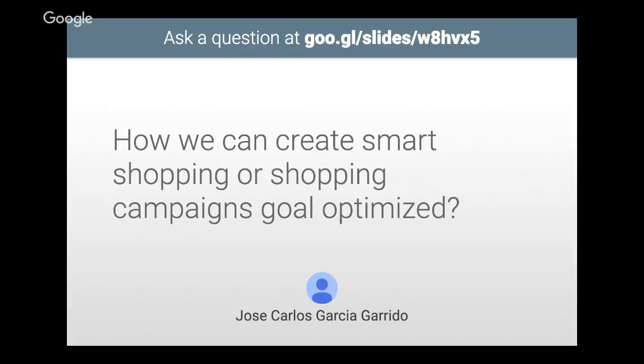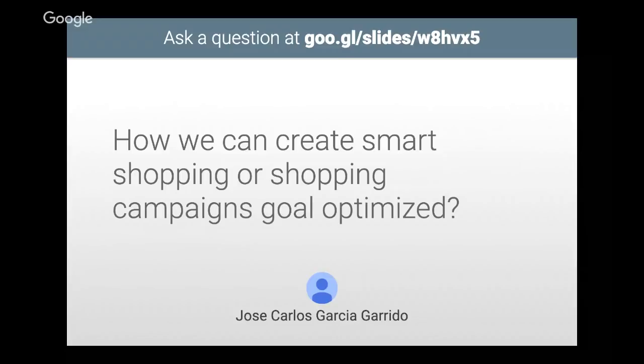So how can we create a smart shopping or shopping campaign goal optimized? We do have support in the Google Ads API for both shopping campaigns and the new smart shopping campaigns, or what were called shopping campaigns goal optimized. The product changed names a few times. So we do have support in the Google Ads API. You can create both types of campaigns.